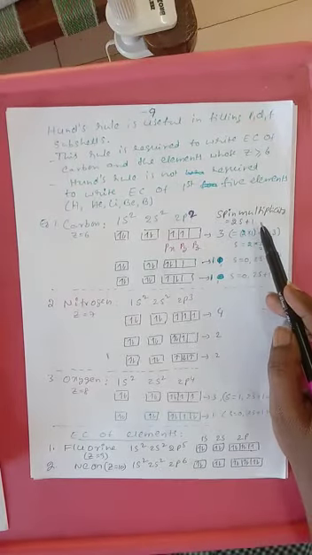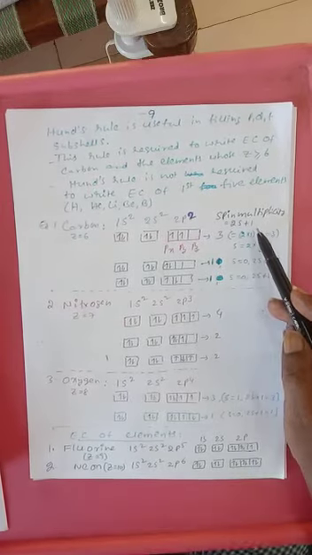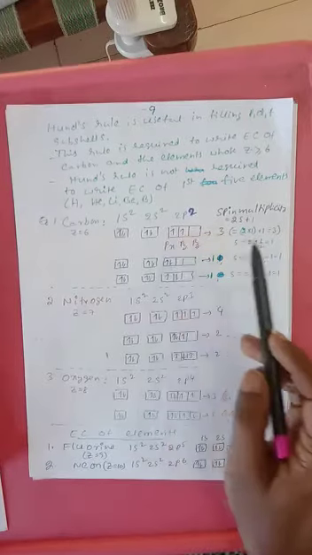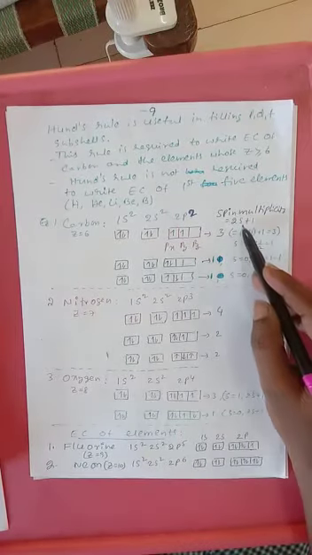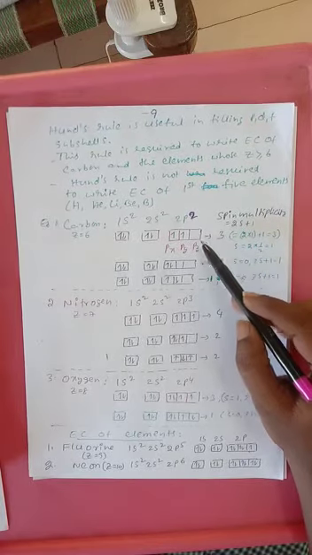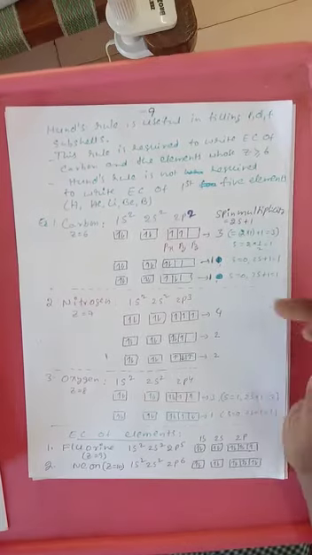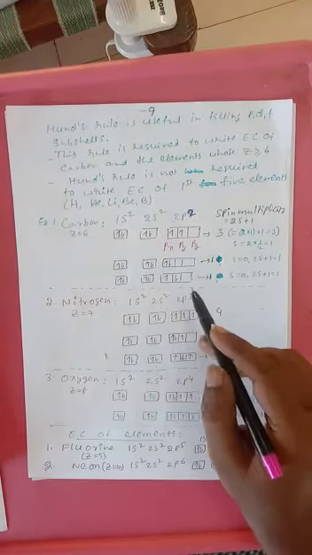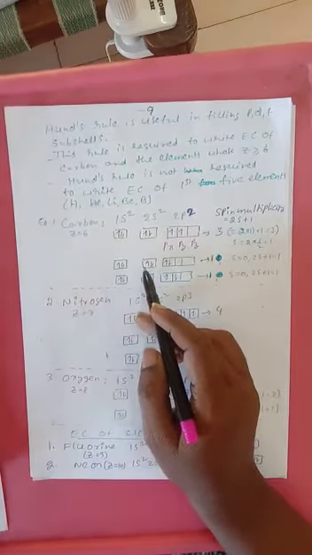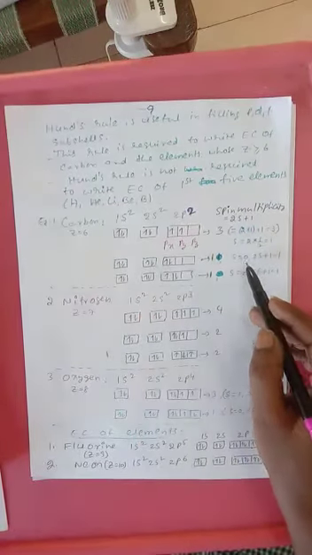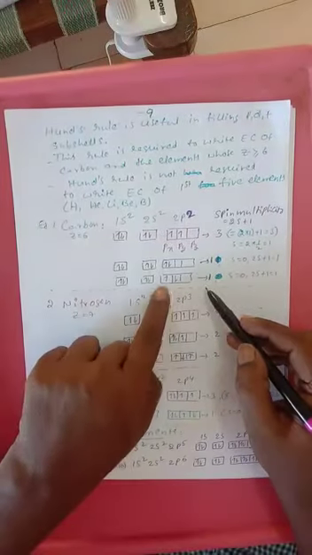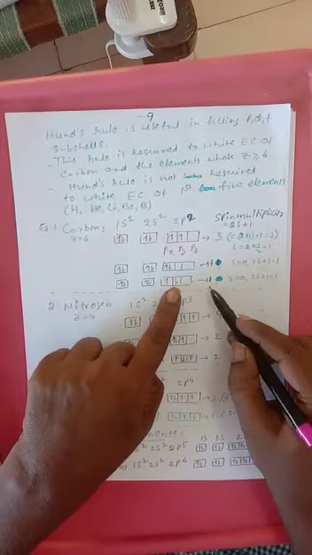Spin multiplicity formula is 2S plus 1. For this configuration, the total S value is 1, so 2 into 1 plus 1 is 3. Spin multiplicity for this configuration is 3. For this configuration, the spins are plus and minus, paired, so S is equal to 0 and 2S plus 1 is 1. Here also plus and minus, S is equal to 0, so it is 1.